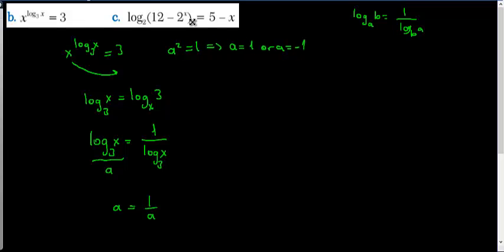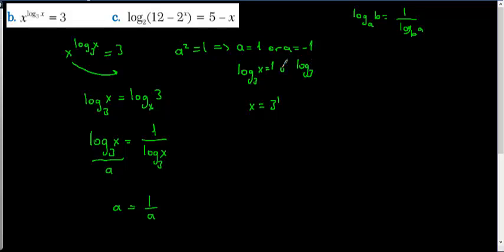Here, if a is equal to 1, it means that logarithm base 3 of x is equal to 1, so x is equal to 3 to the power of 1. Or logarithm base 3 of x is equal to minus 1, so x is equal to 3 to the power of minus 1, which is 1 over 3.